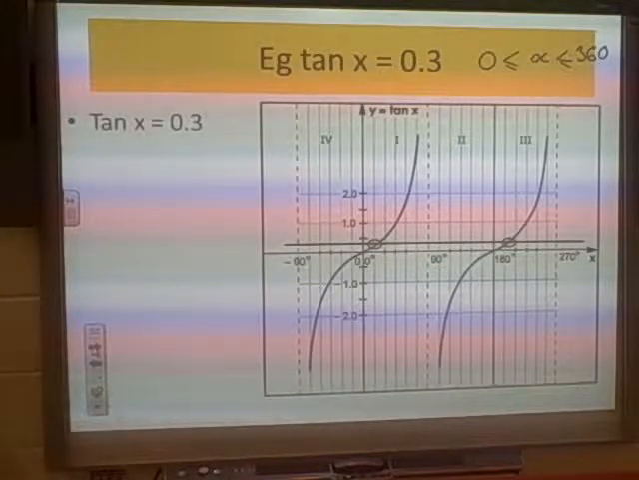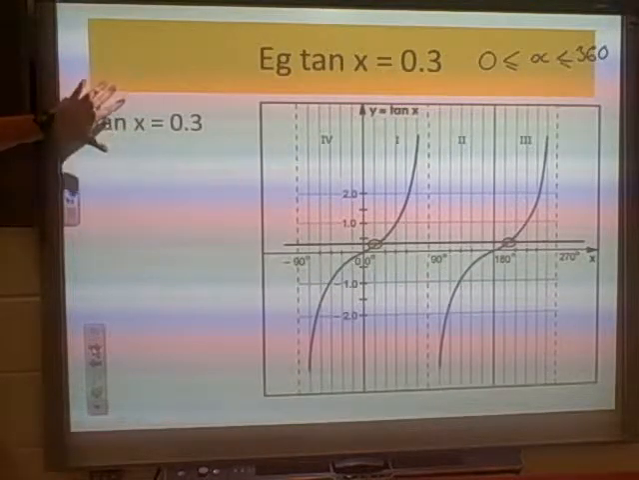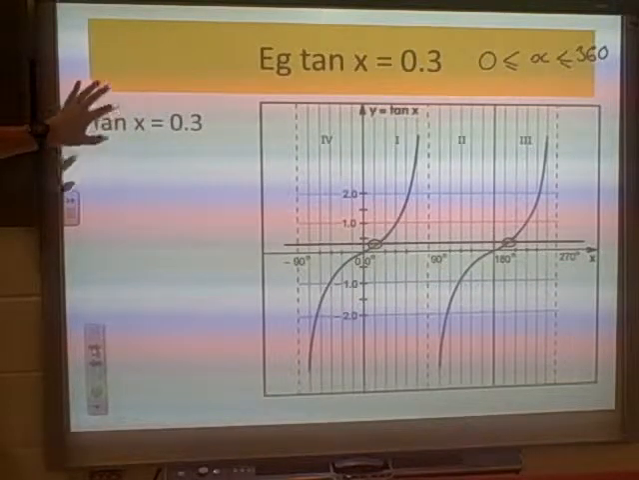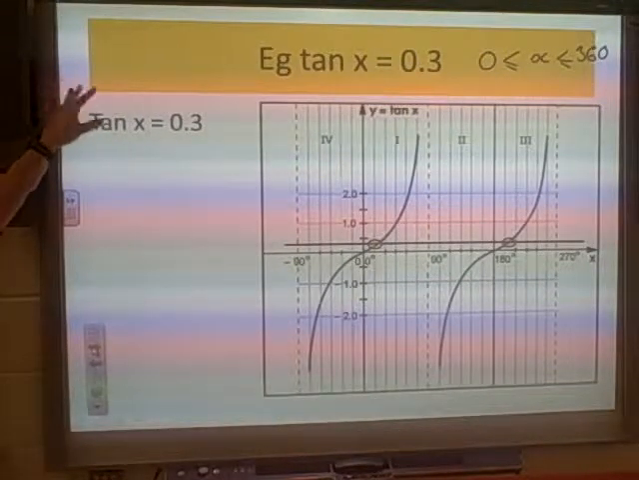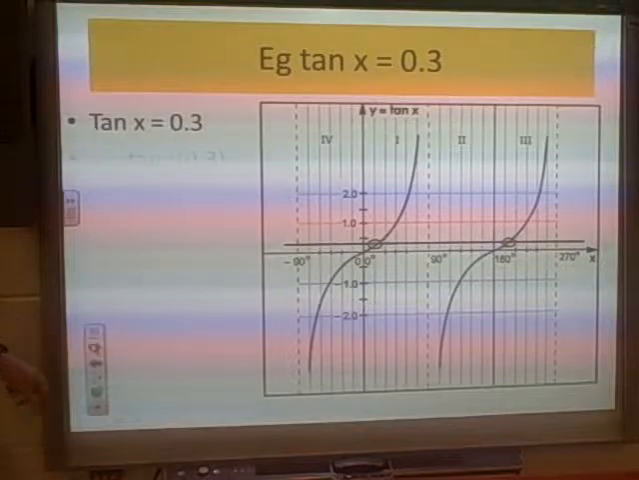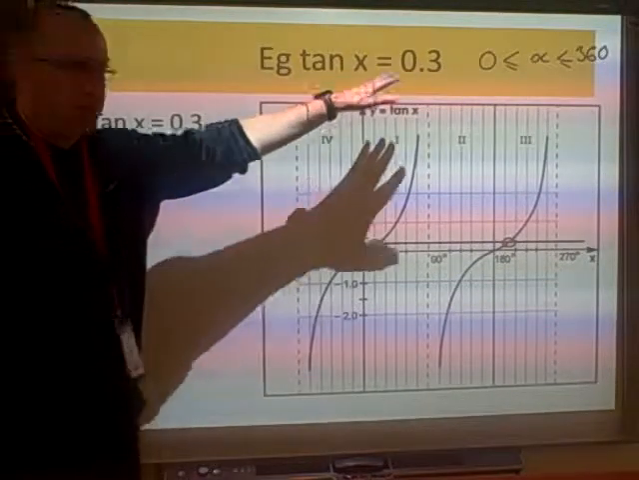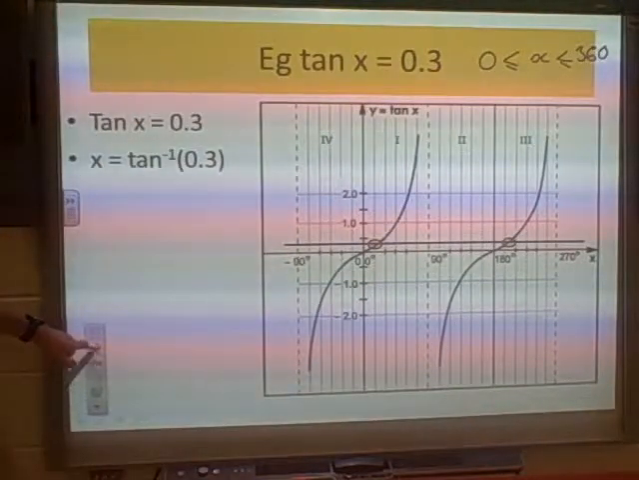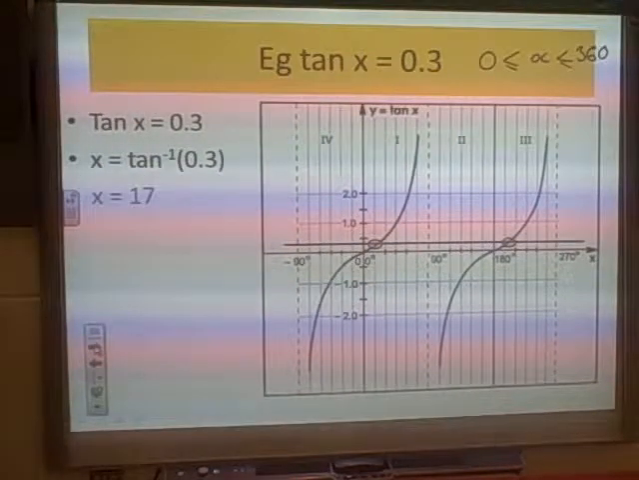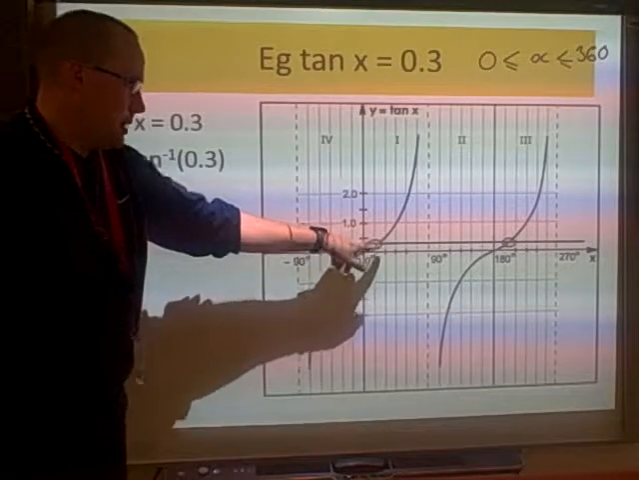So there's our equation. We're trying to find the x value, so we want to solve for x. Instead of tan, we're going to do the opposite of tan, or tan to the -1, and then use our calculator. My question's in degrees, so make sure you're in degree mode. To the nearest degree, we find that it's 17 degrees. That's this answer that you can see here.